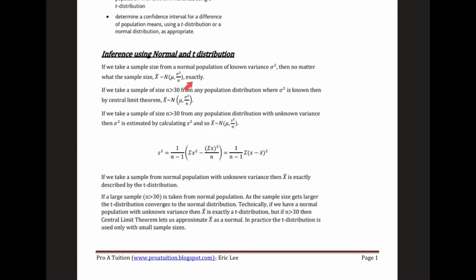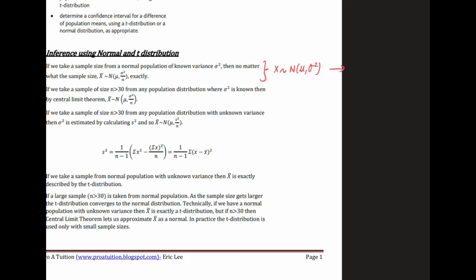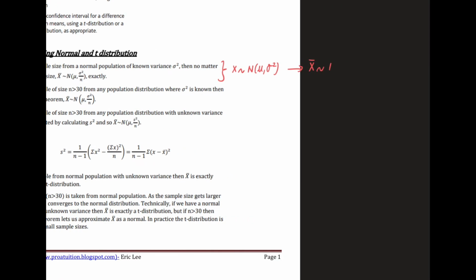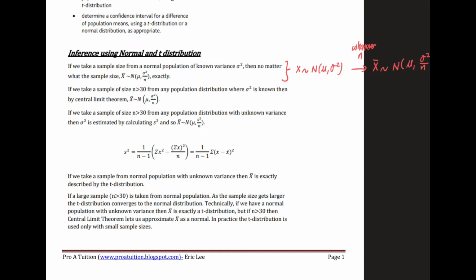Okay, exactly. So that means they are trying to say our first concept here. The first concept is if x is normal distribution, then x bar will be normal distribution, for whatever n. For whatever n, the x bar is still normal. Okay, now let's continue. The second information.